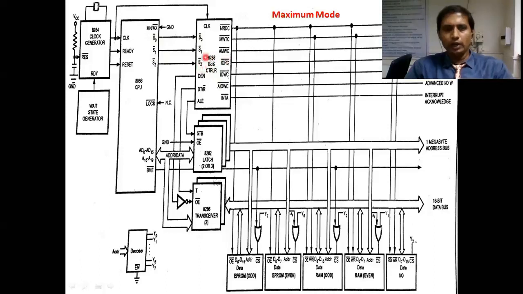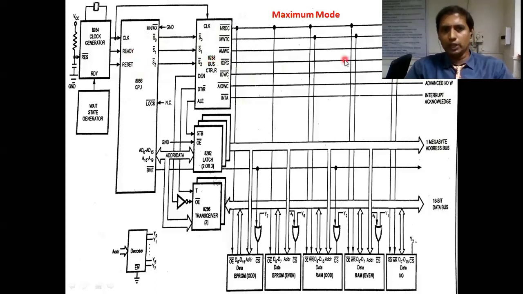The number is 8288. Based on these three inputs coming from the processor, the external bus controller generates 8 outputs. One is memory read command bar, memory write command bar, advanced memory write command bar, IO read command bar, IO write command bar, advanced IO write command bar and INTA bar. Like that 8 are coming based on the sequence. If it is 000, then interrupt acknowledgement will occur. Like that it will activate.